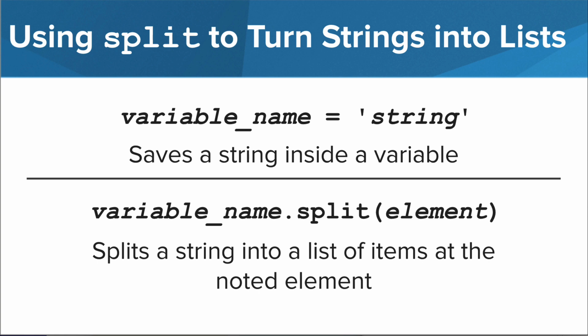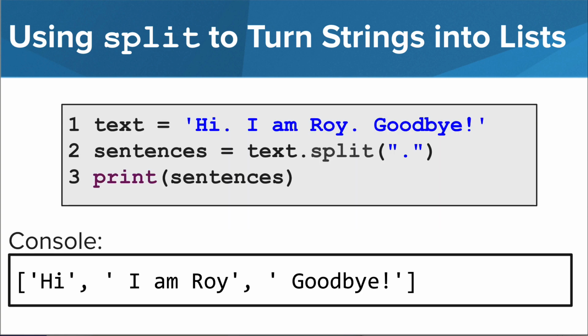I can also choose to split my string in other ways. If I don't include anything inside the parentheses, Python will automatically split the string at the space characters. But if I include an element inside the parentheses, Python will instead split the string at the noted element in the string. So if I had multiple sentences and I wanted to split the string into separate sentences, I could specify that I want the string to be split at the period character. Now I'll see that I have 3 items split where the period was. Note that the space character that followed the period is still included, but the period is not.